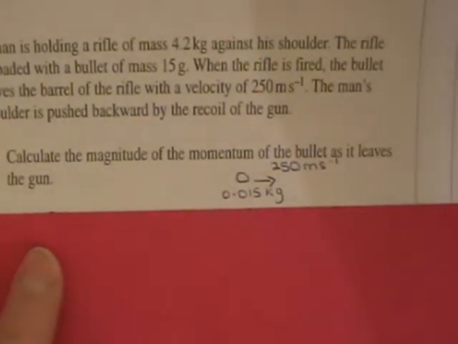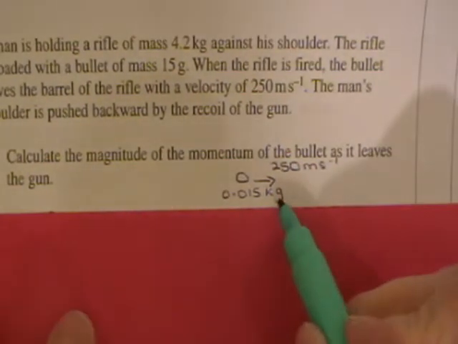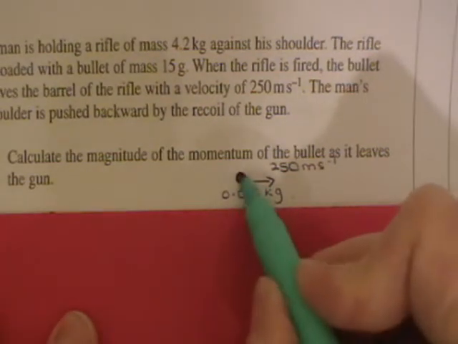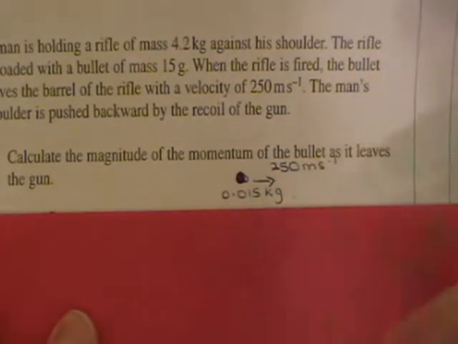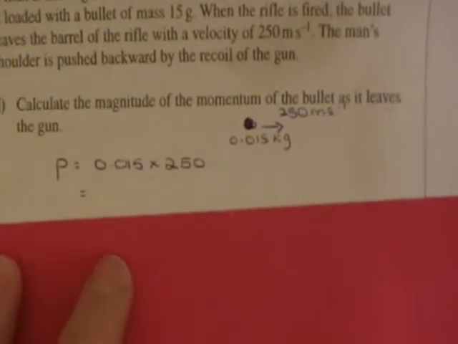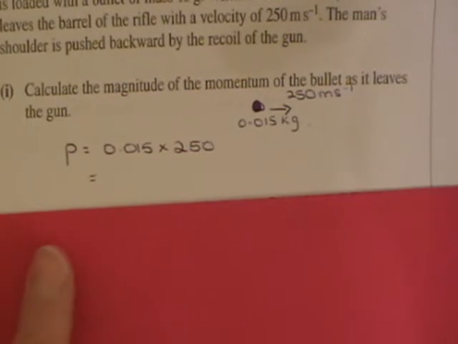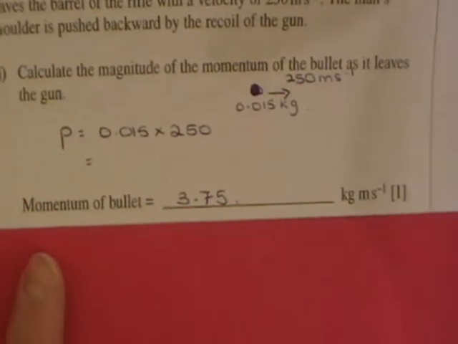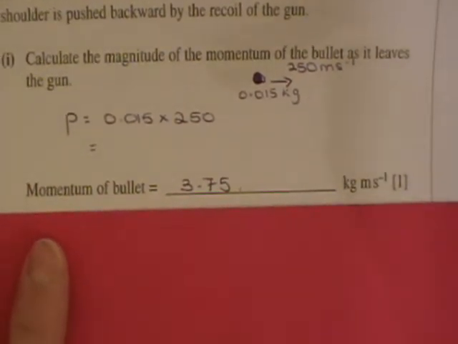So you have to make sure always to change your masses into kilograms, and I've just drawn out the bullet there. It's got a mass of 0.015 kilograms and a velocity of 250 ms^-1. So momentum is 0.015 times 250, and that gives you 3.75 kg ms^-1.